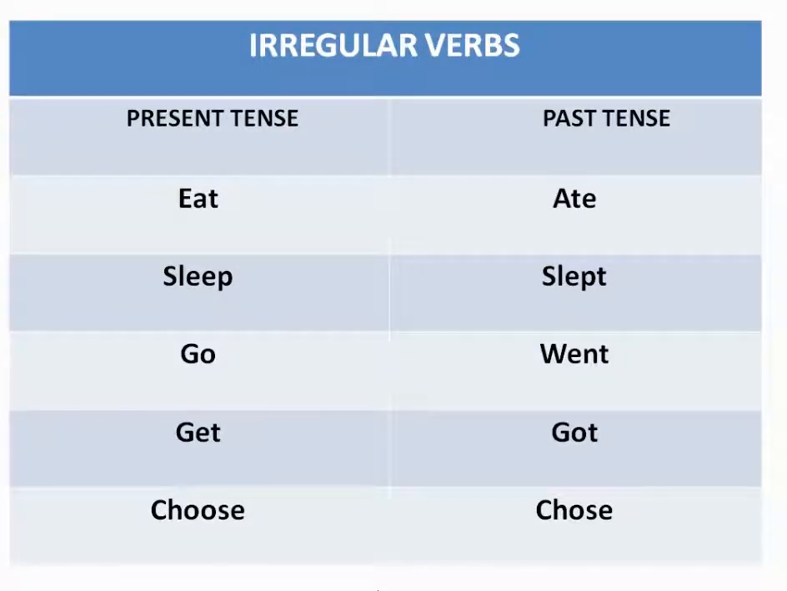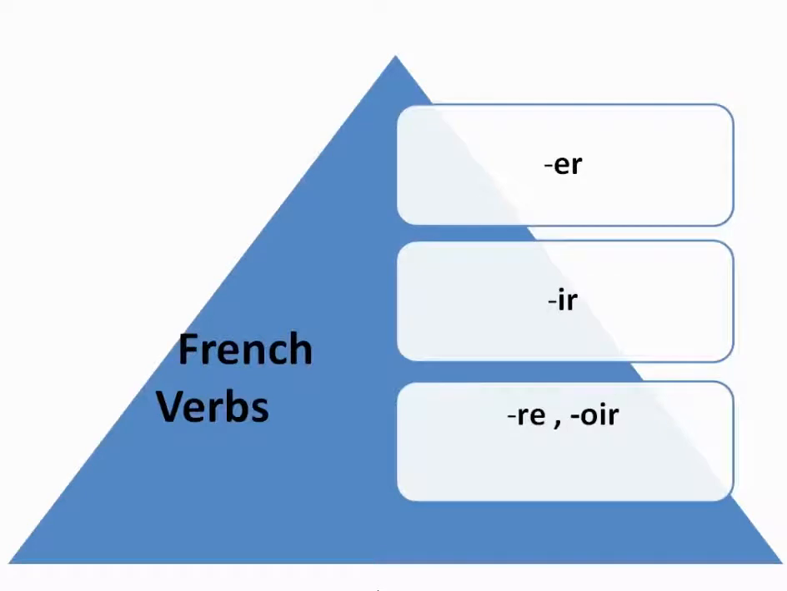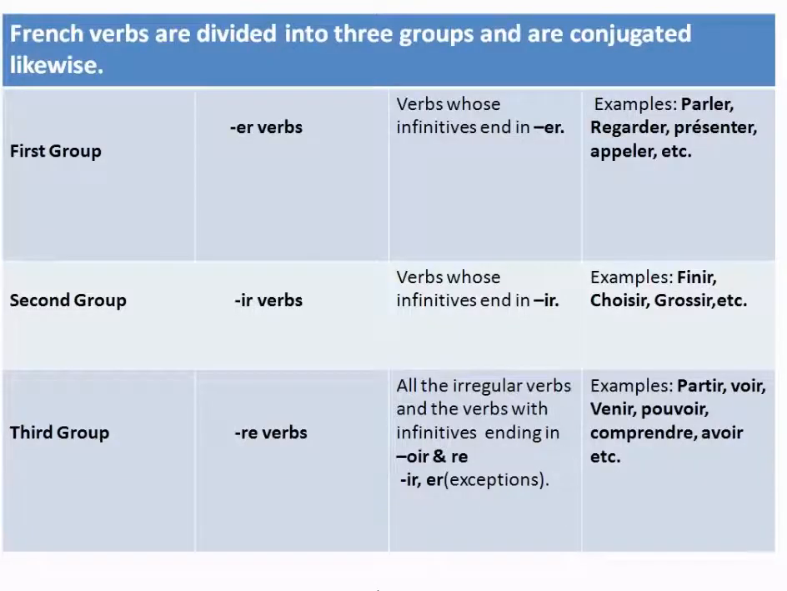That's why irregular verbs are a bit tricky to learn in comparison to regular verbs in both languages, English and French. In French, there are three types of verbs: ER ending verbs, IR ending verbs, and RE and OIR ending verbs. These are the three categories, or you can say three groups, under which verbs are classified. These groups are conjugated likewise.